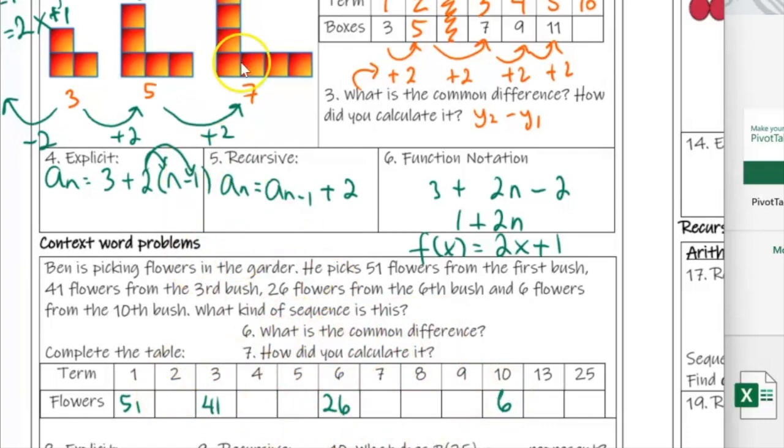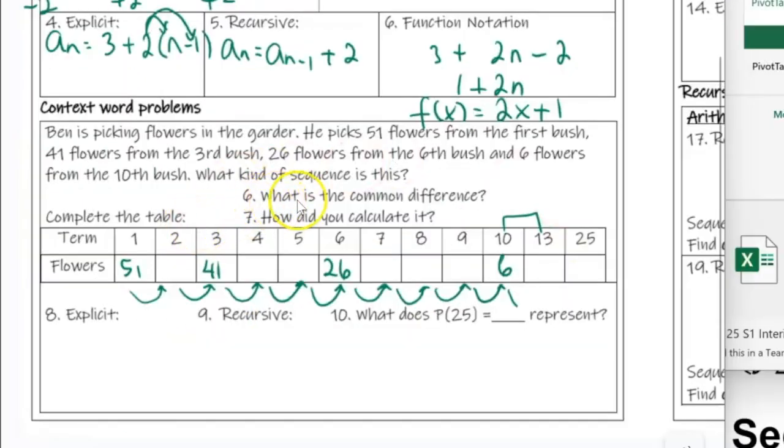So first check if it's arithmetic because that's the one we're doing. So see if you can find the pattern as to what you're doing each time in order to get these numbers. All right, so that pattern should be exactly the same and it should give you all those numbers. And be careful here, it jumps from 10 to 13, so be careful with that. All right, so what is the common difference? So go ahead and find the pattern. How did you find it? Okay, and then give me the explicit formula.